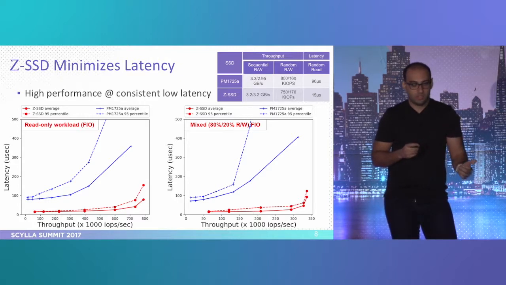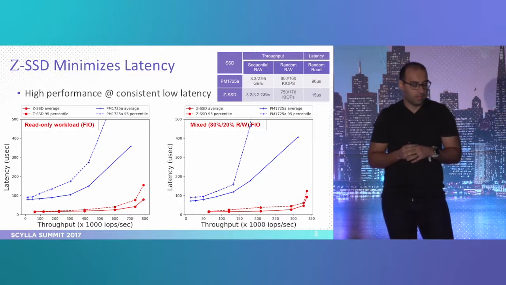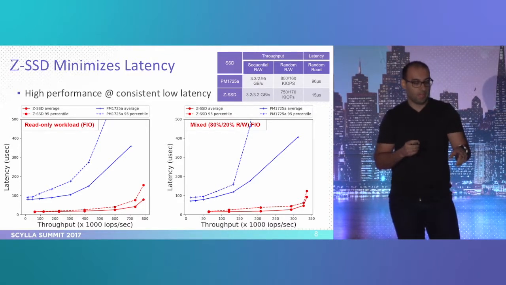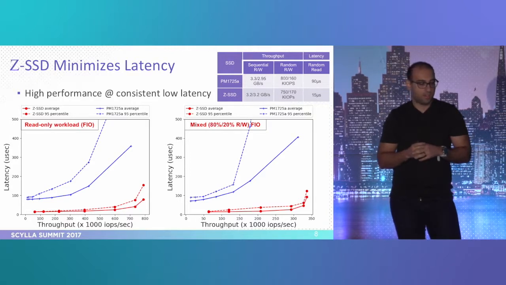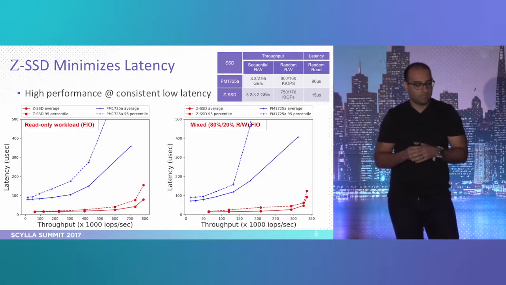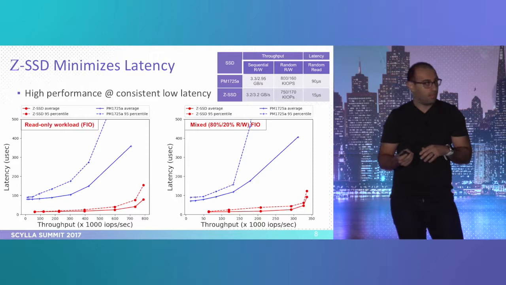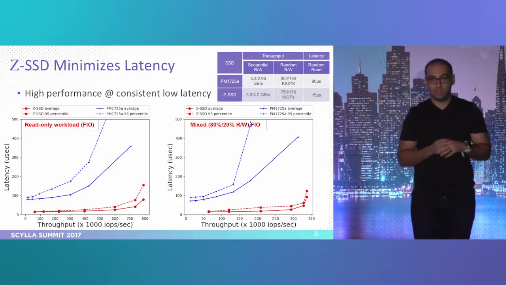If you look at the left chart, the read-only case, the solid lines are the average and the dashed lines are the 95th percentile. We can see that the red lines, for the Z-SSD, are consistently lower, even when it passes the spec of the device. It reaches 800K, where the spec is 750. Comparing that to the PM1725A, you can see the difference between the two drives, both in average and tail latency. If you look at the right-hand side, the mixed workload, the difference between the two devices is again clear.